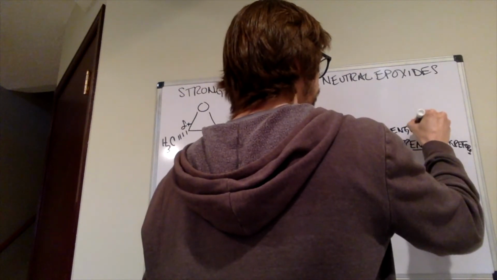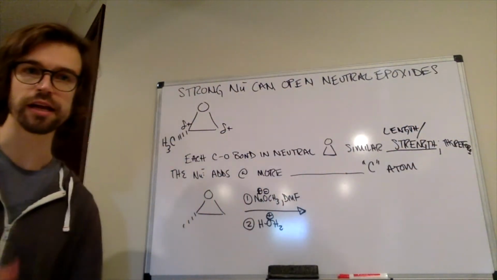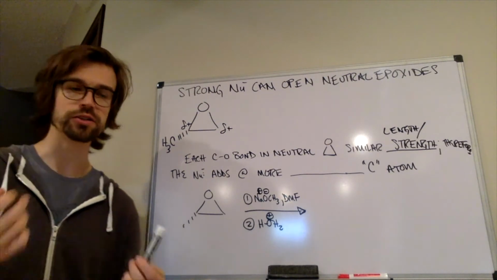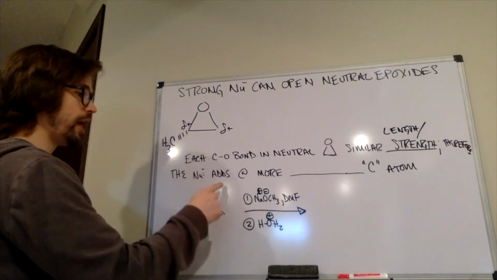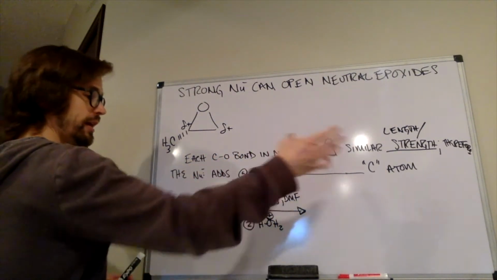We'll write length too, just to put that in there. Length, because that's how those two things relate. A shorter bond is a stronger bond generally. Therefore, the nucleophile adds at the more blank carbon atom.